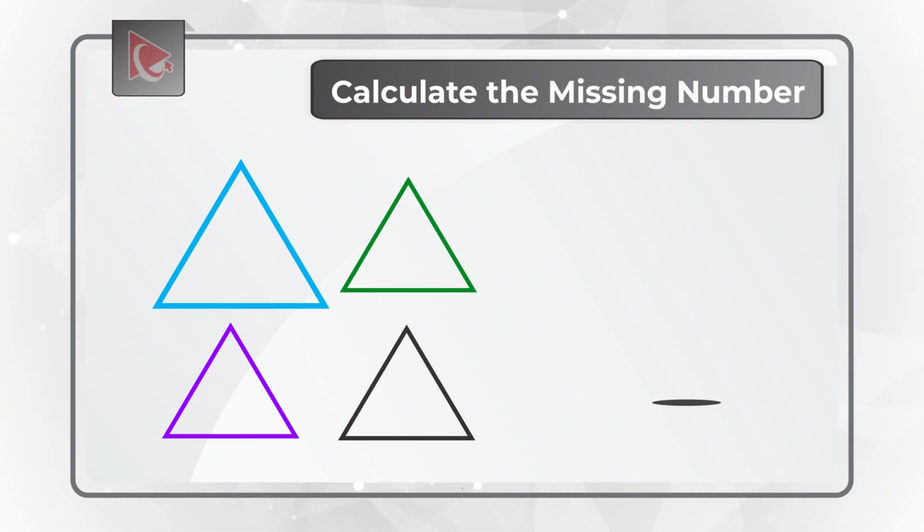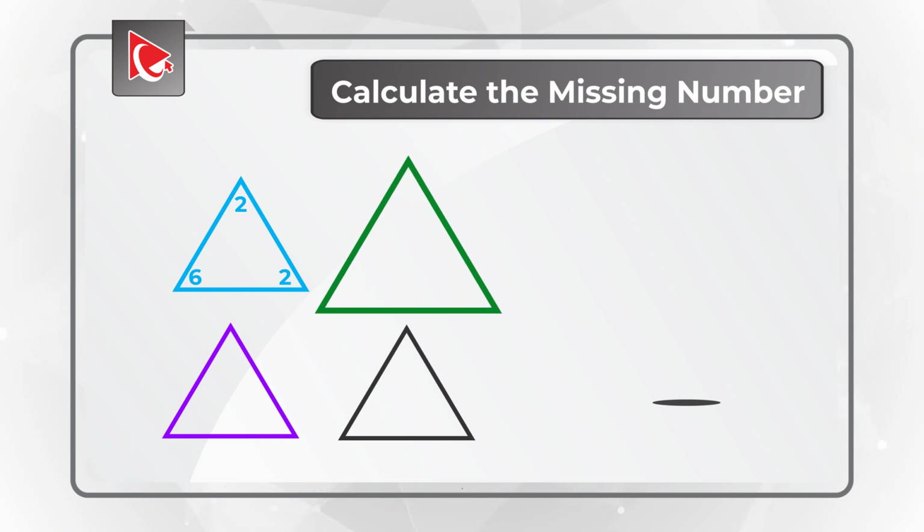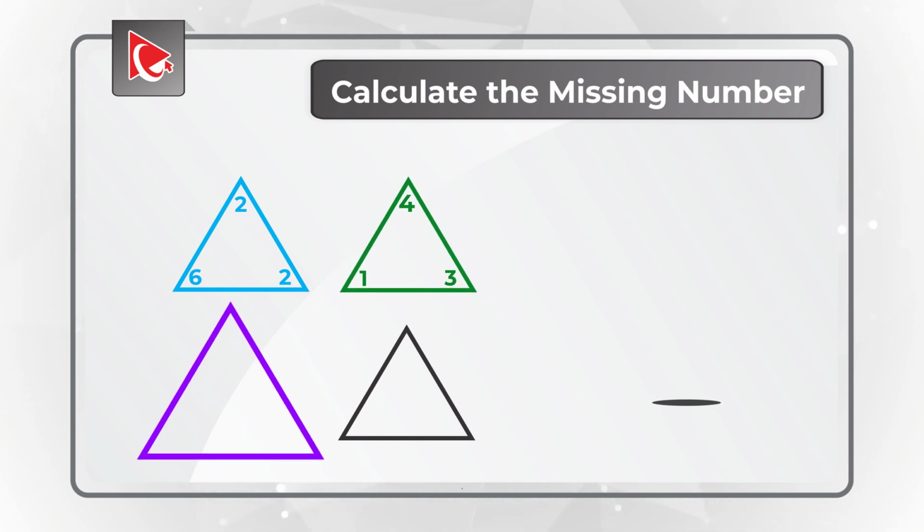The first bottom left corner blue triangle has numbers in the corners 2, 2, and 6. The green triangle next to it in the upper right corner has numbers 4, 3, and 1. The purple triangle in the bottom left corner has numbers 3, 5, and 2.